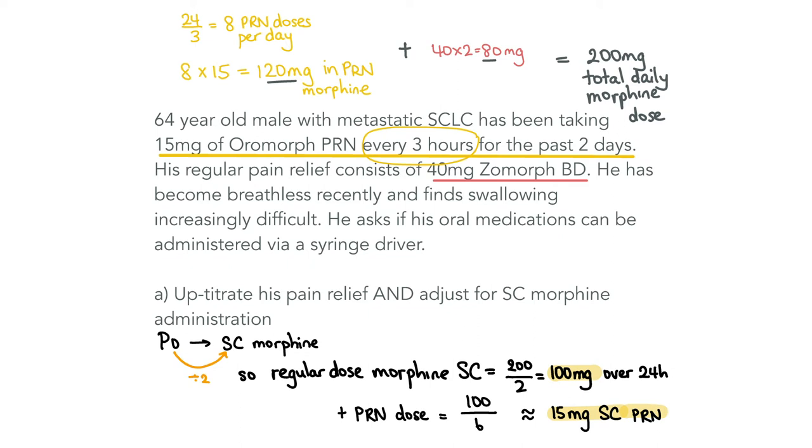How do we convert oral morphine to subcut morphine? Simply divide the oral dose by 2. 200 divided by 2 gives you 100. Therefore, we can prescribe 100 milligrams of morphine subcut over 24 hours. The adjusted PRN dose for breakthrough pain is 1/6 of the total daily morphine dose. 100 divided by 6 gives you around 15 milligrams.